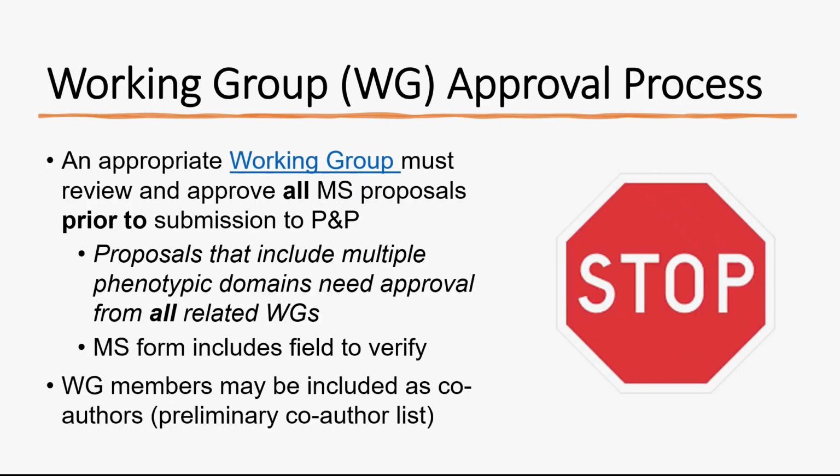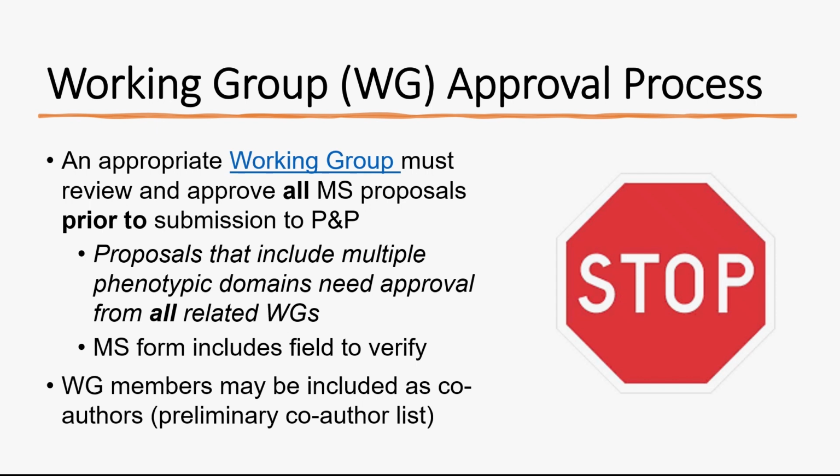Working group approval process. The first step is to have your proposal approved by an appropriate working group. A list of contact information for all working group chairs is linked on the website, and you can also reach out to the SEC to be connected with the correct chair. If the P&P receives a proposal that was not reviewed by a working group, it will be returned to a related working group for their review.